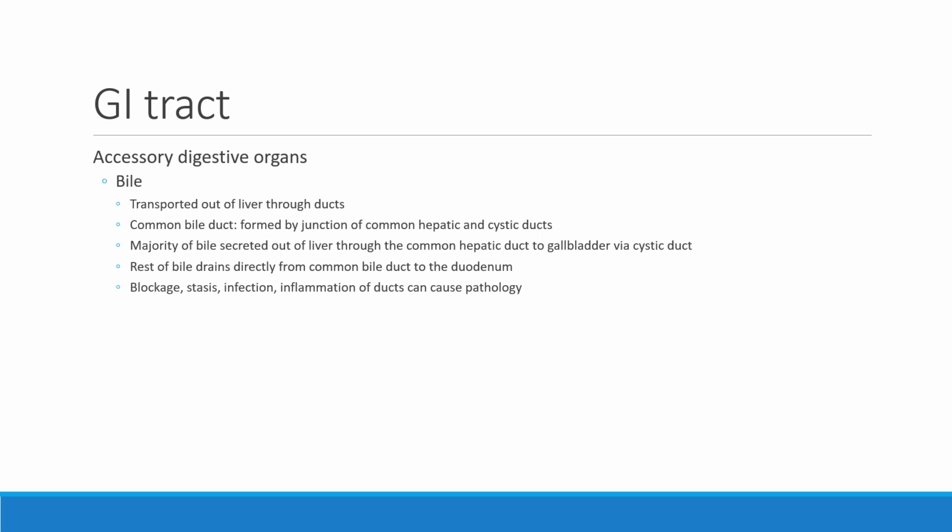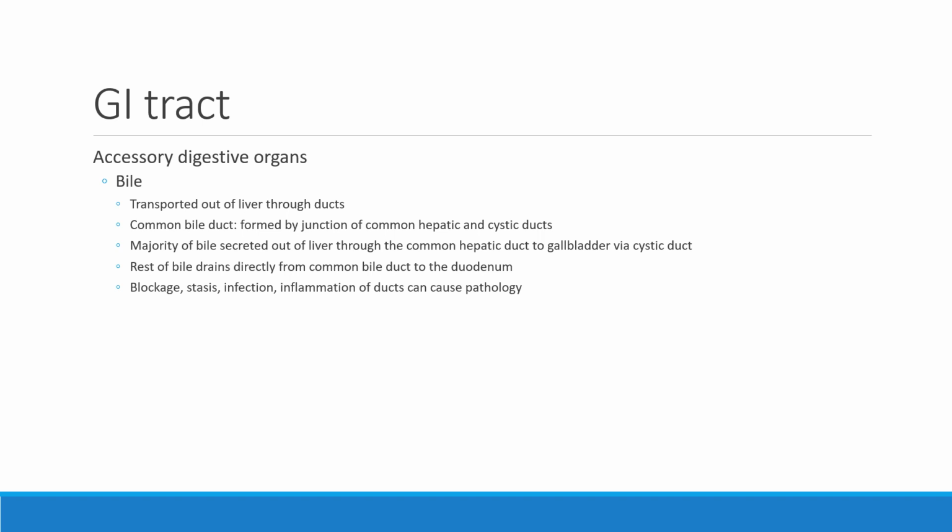Bile, we're going to talk just a little bit about that. It's not really a digestive organ, but it's something produced in the digestive organs. It's transported out of the liver through ducts. The common bile duct is formed by the junction of the common hepatic and cystic ducts.